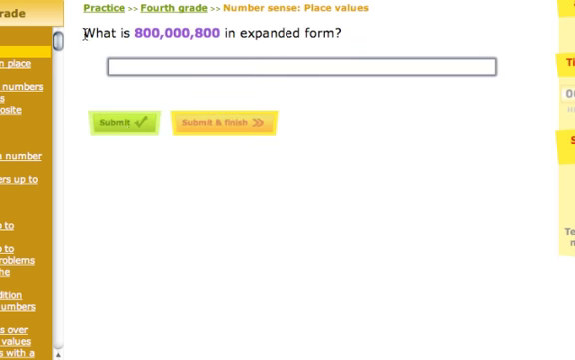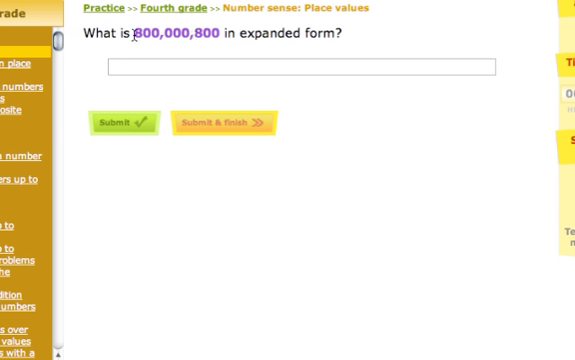Now this time it says, what is 800,800,000 in expanded form? Alright? Well, if we think really hard, we realize that when we write expanded form, it's like an addition problem. But we don't need to add the place values that are all zeros. We don't need to add those. We just need to really worry about this 8, this 8 right here, and we need to worry about the other 8 right here.